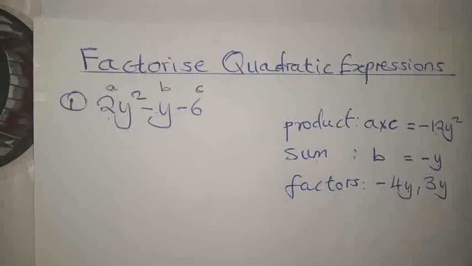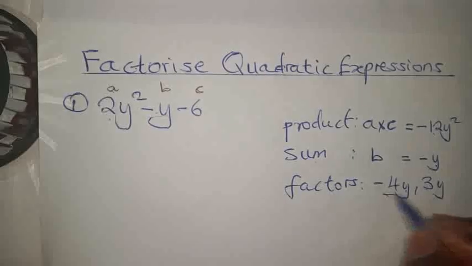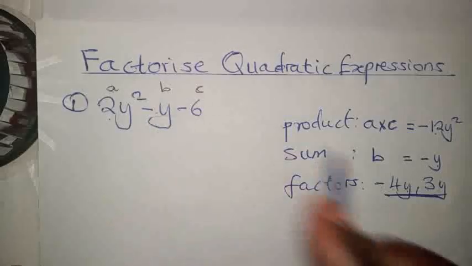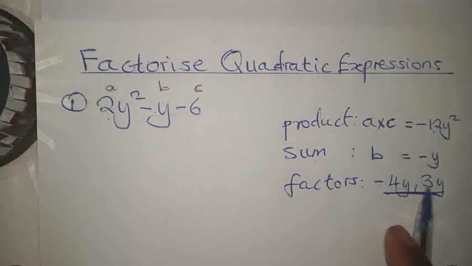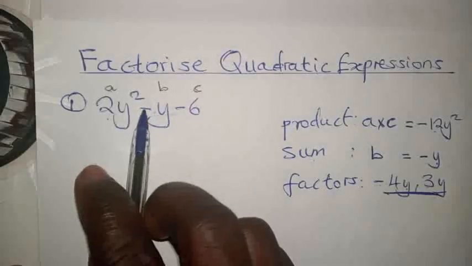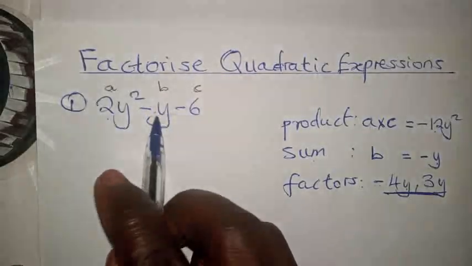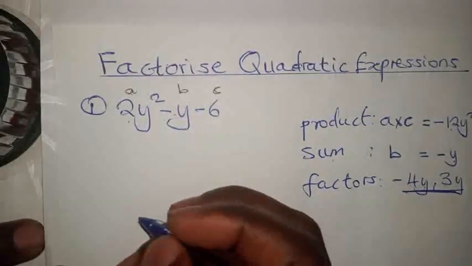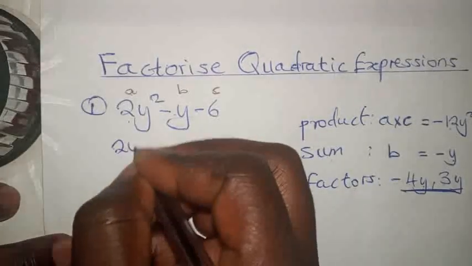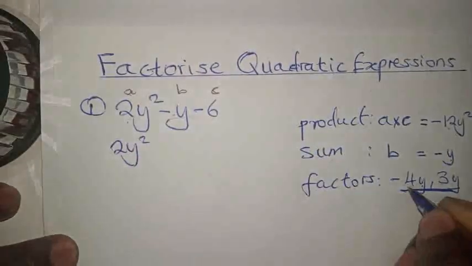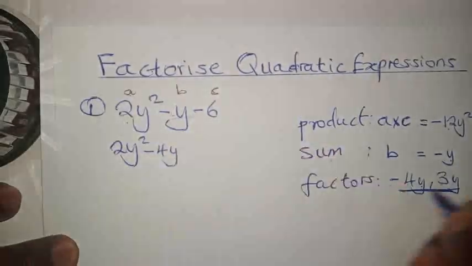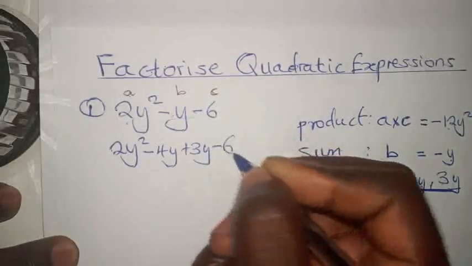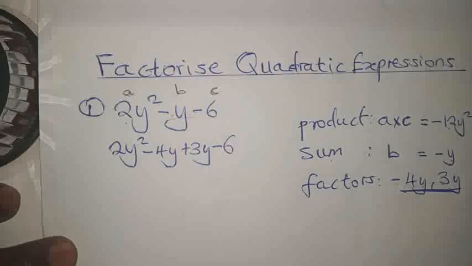Now, having done that, we can substitute these two where there is b. If -4y plus 3y gives us -y, then we replace -y with these numbers we have found. So this will be 2y squared, then -4y, plus 3y, minus 6. That is what we're going to have.